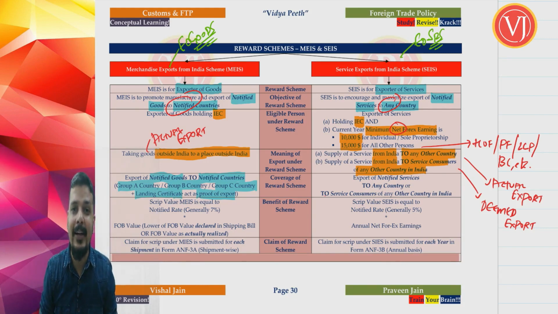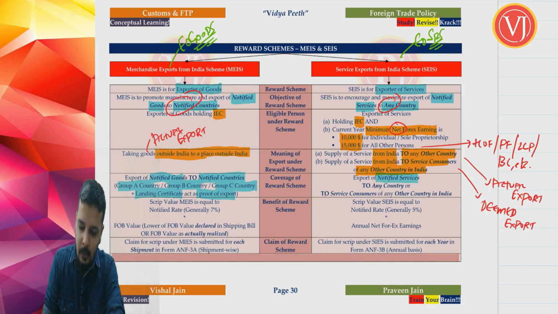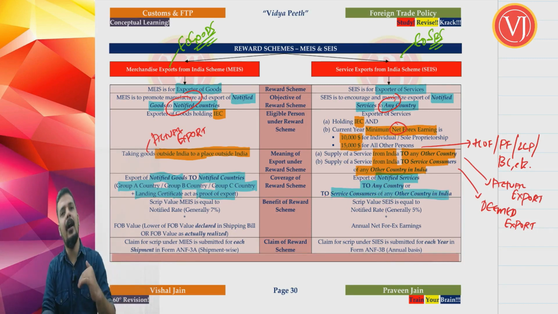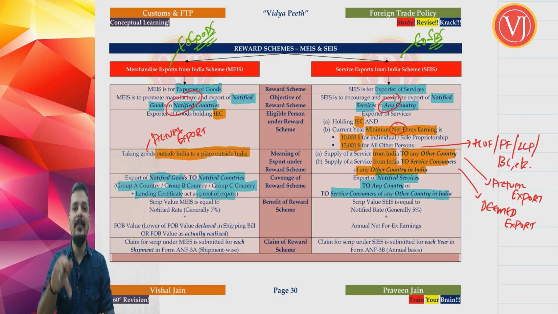Now friends, when you talk about your SEIS script, there is no such condition, because it is notified services to any country. It is notified service to any country or to foreign nationals in India, to service consumers of any other country in India. So India to USA or India to US citizen in India. Export of service from India to USA, or from India to a citizen of US in India. So there are two categories, actual and deemed. So that is nothing but repetition of what already we have discussed.